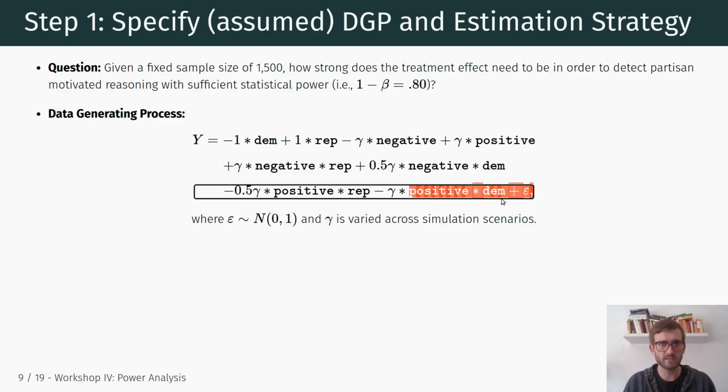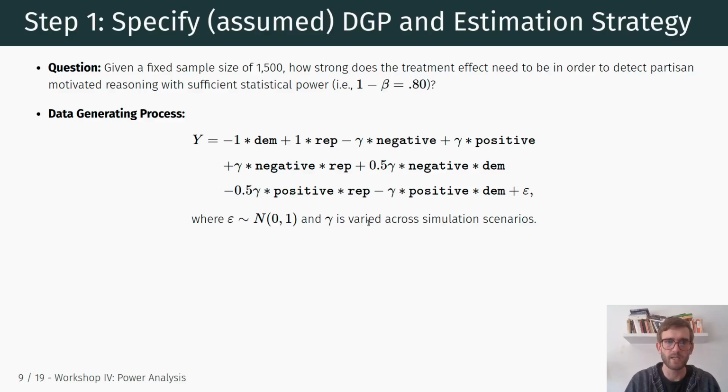And the question is, how strong does the treatment overall have to be in order to identify this motivated reasoning, or this washing out of the treatment among Democrats and Republicans for positive and negative treatments respectively, okay? So in order to do this, we will set up this data generating process in DeclareDesign, and we will ultimately vary gamma across a range of scenarios to explore statistical power under different assumed effect sizes.